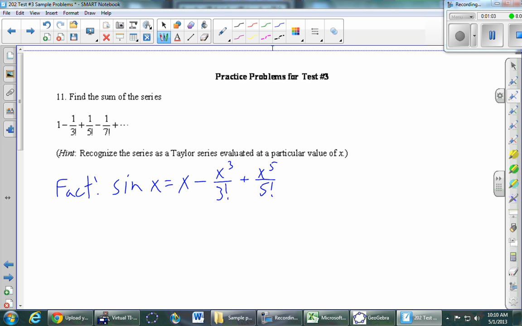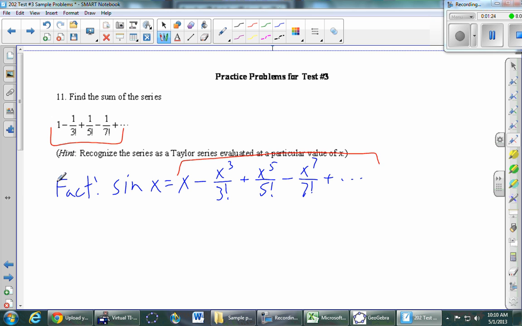And the reason we gravitate towards this one is because we see those odd powers, well, I guess we see the odd factorials. And then we say, okay, is there any way to make the original problem match up with this? What value of x? Well, x equals 1 is the value that's been plugged in.